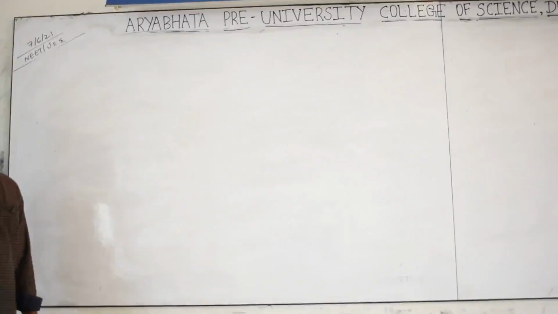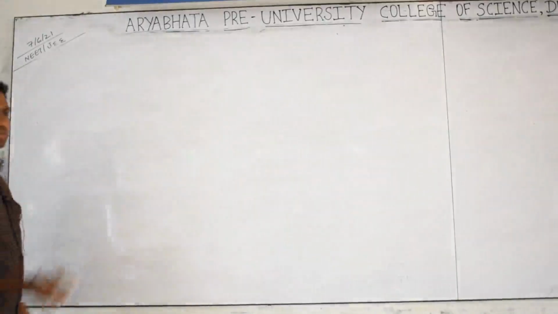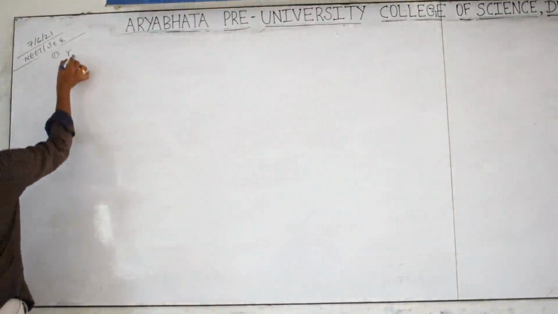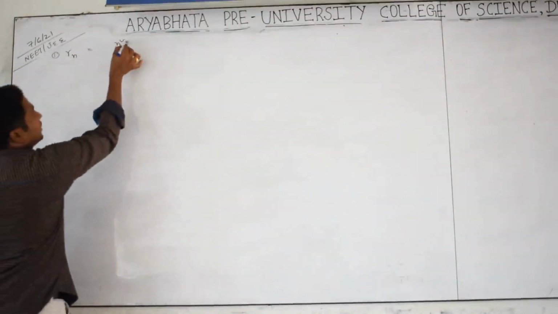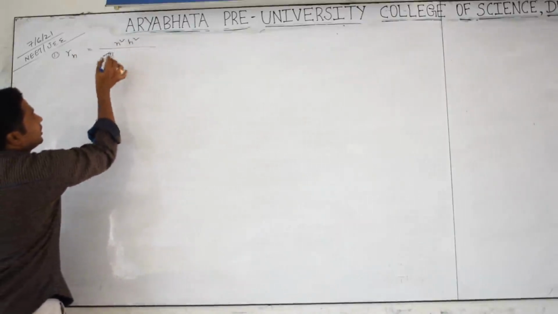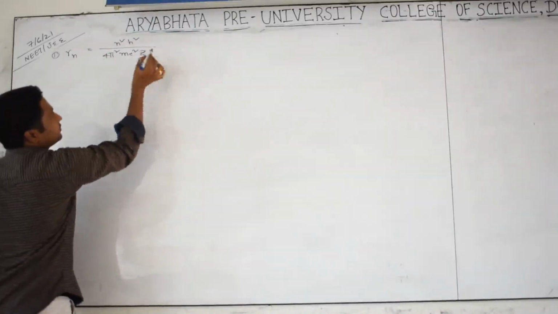Okay. We'll see formulas related to the Bohr atomic model. Under this, the first formula is nothing but the radius of the nth orbit, which is n square h square by 4 pi square m e square z.